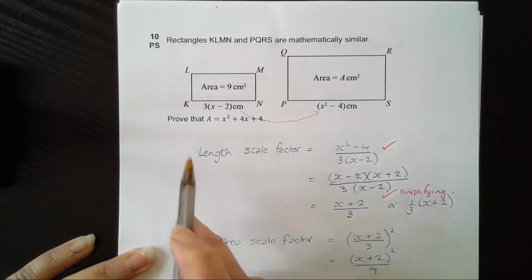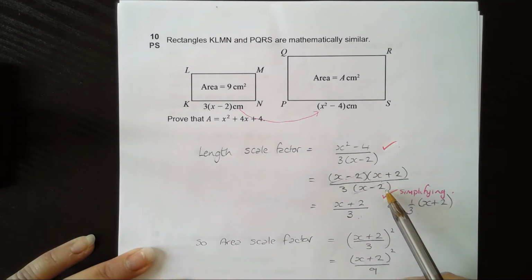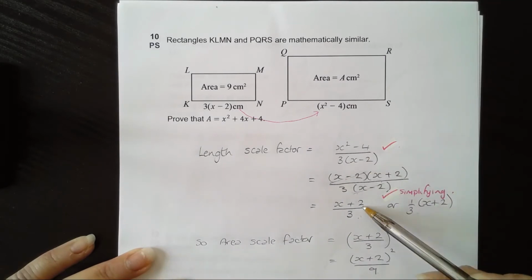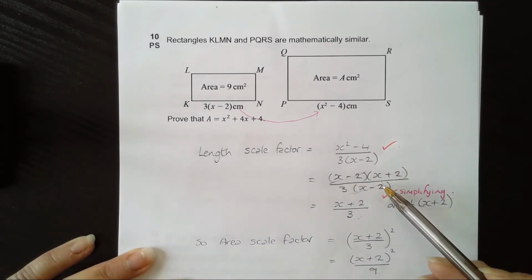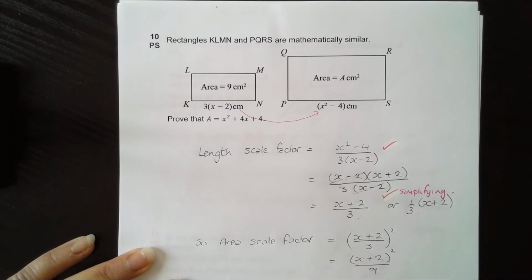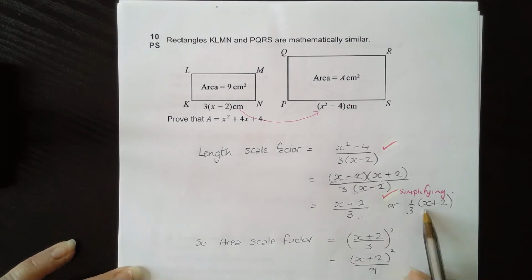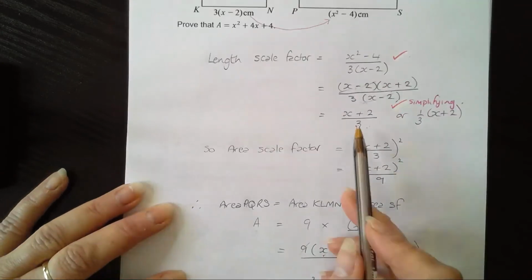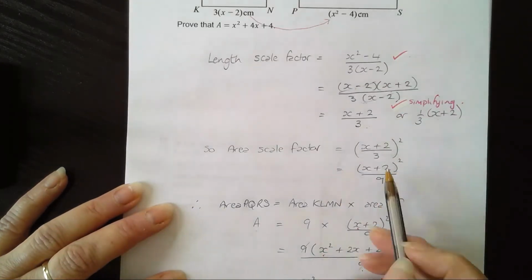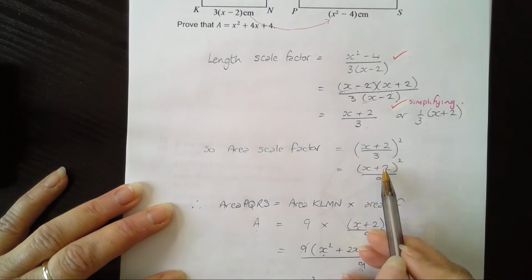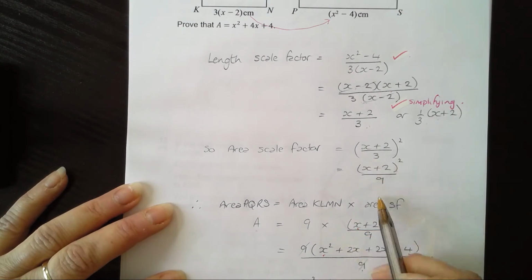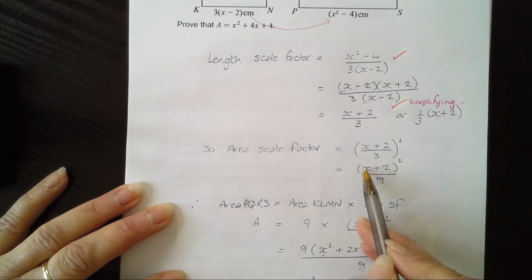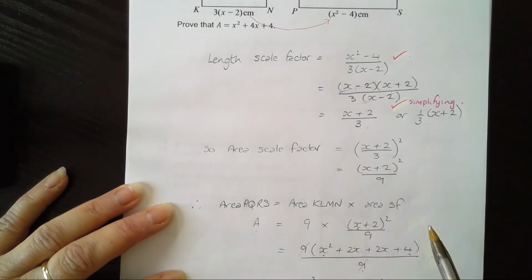Now it is a proof question, so you need to show that. You can't just skip from that to that. You do need to show that you've factorised and cancelled. You can have it in its alternate form if you want. It doesn't matter. So I know that that is the length scale factor. So the area scale factor is going to be this one squared. So I square the top and I square the bottom. So I've got x plus 2 all squared on the top and 9 on the bottom.